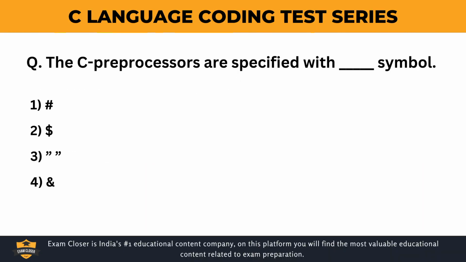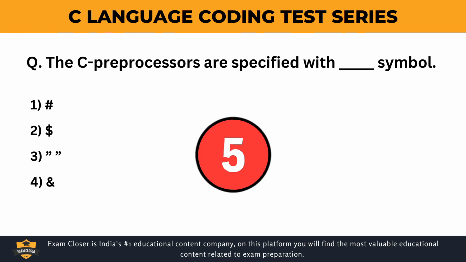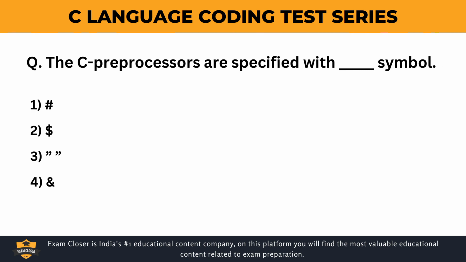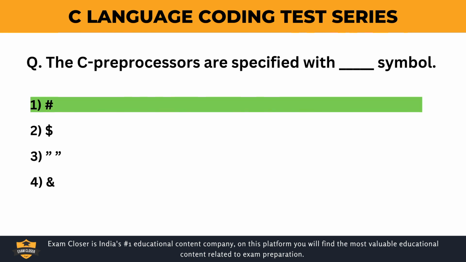C preprocessors are specified by which symbol? You have 4 options and you have to answer the question correctly within 5 seconds. Your time starts now. The correct answer is option 1, hash symbol. For example, hash include, hash define.